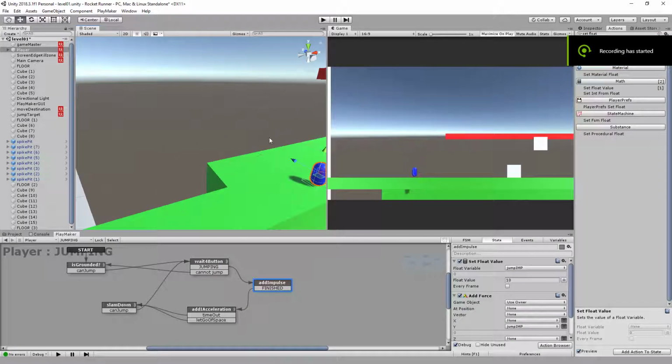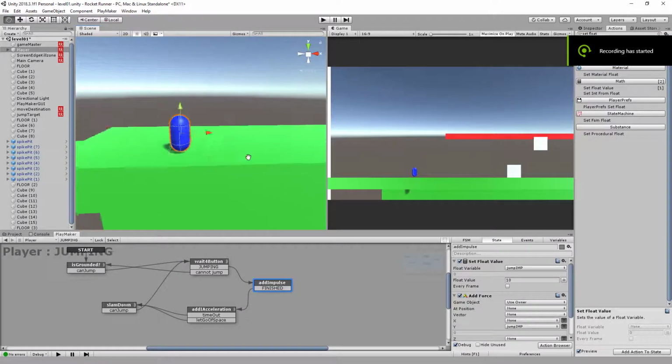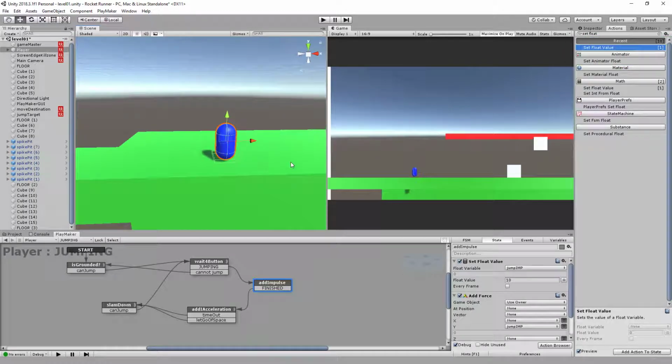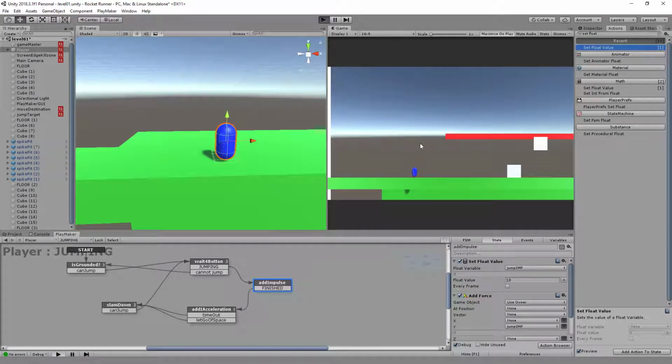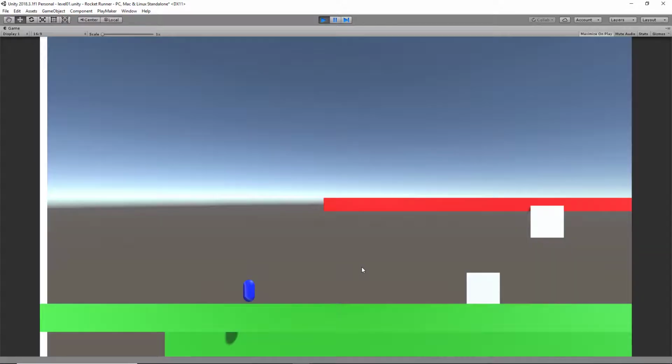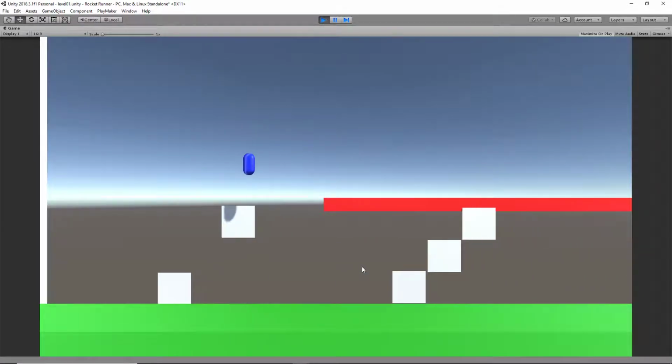Hello again. After testing the jump mechanic, trying to adjust it, what I've discovered is that I quite like the initial speed of the impulse section. There are two problems with the impulse.